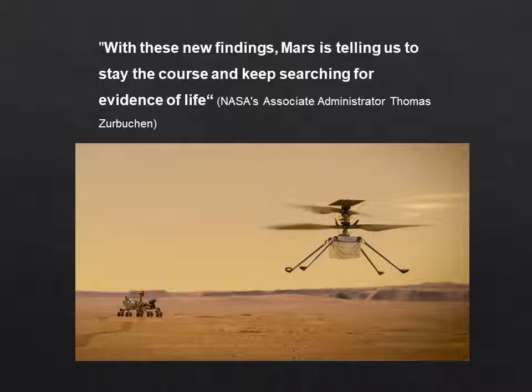And in the words of NASA's Associate Administrator Thomas Zurbuchen, with these new findings, Mars is telling us to stay the course and keep searching for evidence of life.